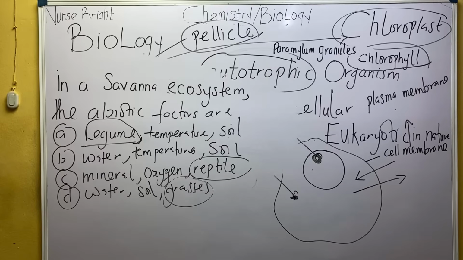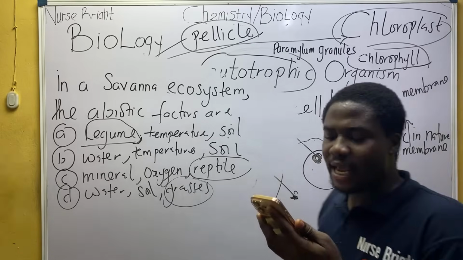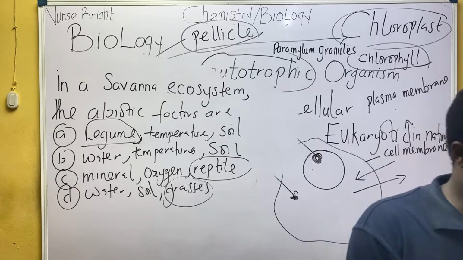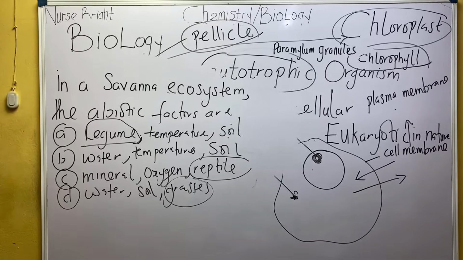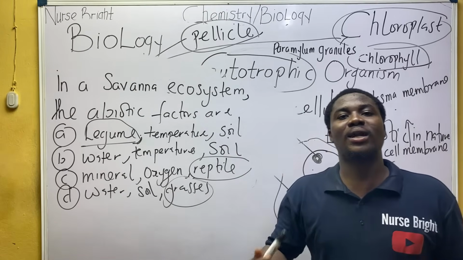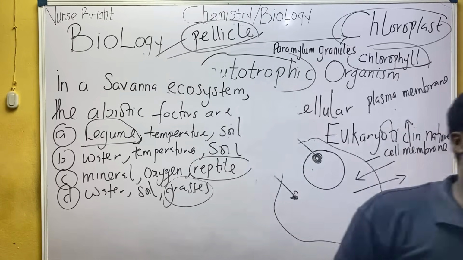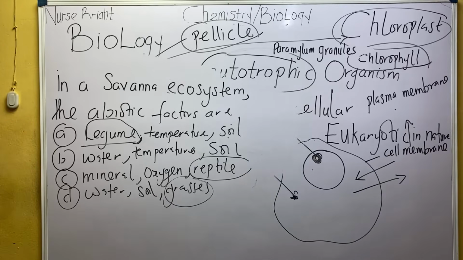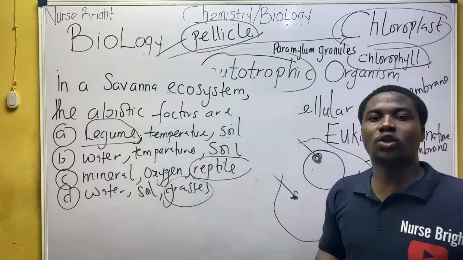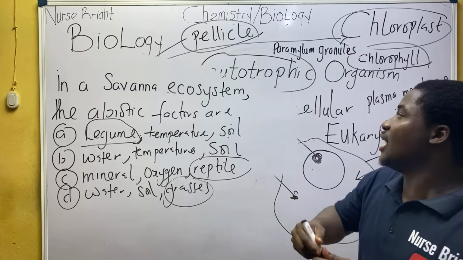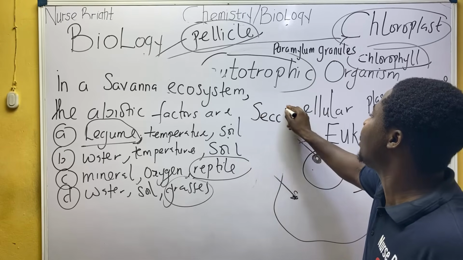So let us solve other questions here. There's a question that says, which of the following instruments is used to determine turbidity of water? First of all, as a student, you have to know what turbidity is. Turbidity of water is the cloudiness of water due to suspended particles. So to determine how cloudy water is, they use a very simple instrument called the Secchi disk.